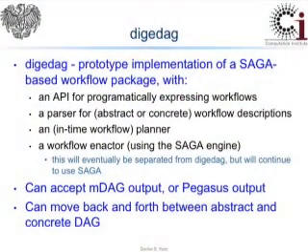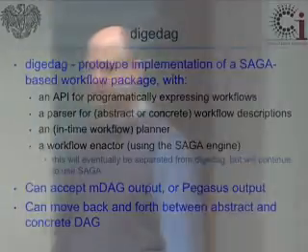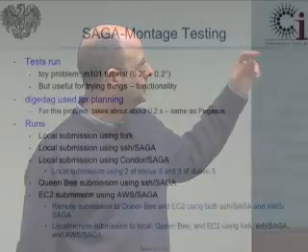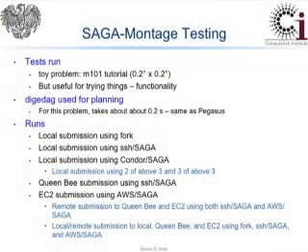DigiDAG basically is an API for programmatically expressing workflows, a parser for abstract or concrete workflow descriptions, an in-time workflow planner, and a workflow enactor that uses the Saga engine. And so it can take MDAG's output or Pegasus output, and we can, as I said, move back and forth between the abstract and the concrete DAG. And we're really just starting to work with this. So what we've done up to this point is we've run kind of a toy problem, a very, very small mosaic using DigiDAG, and then we've done a bunch of different submissions with that.